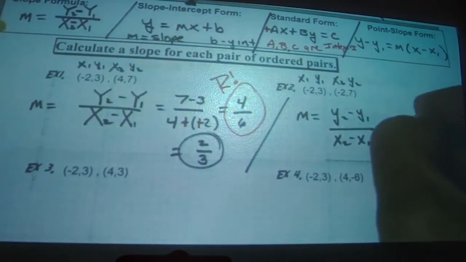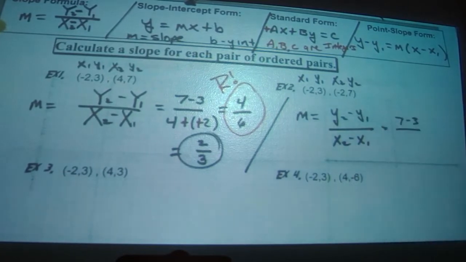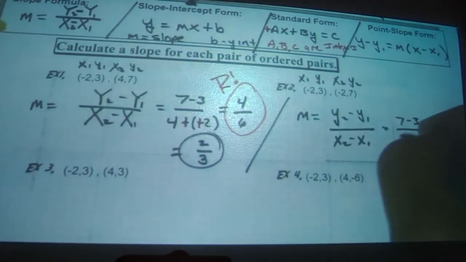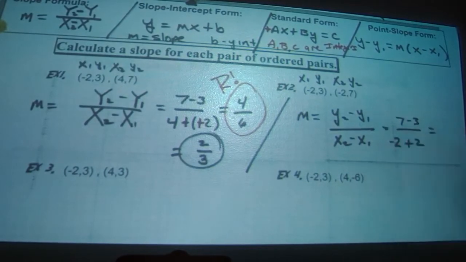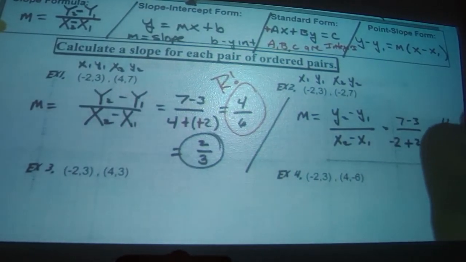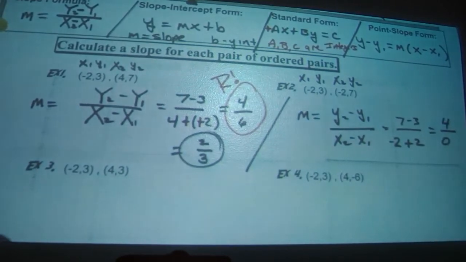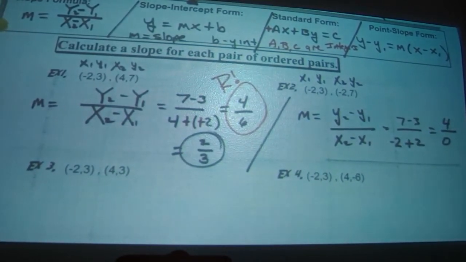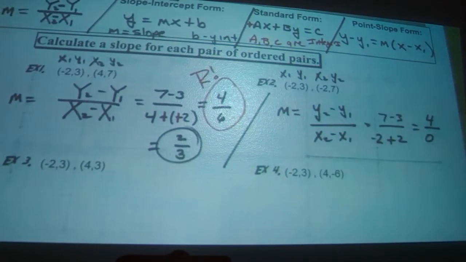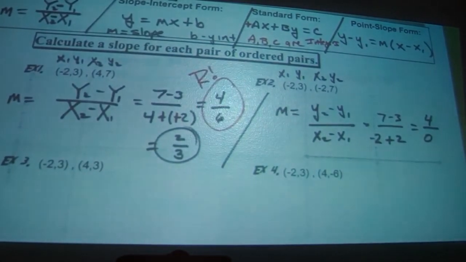And I set it up. I got 7 minus 3 again. And then x2 minus x1 is negative 2 minus a negative 2, which is plus 2. Well, that's 4 divided by 0. So if you don't know what 4 divided by 0 is, then we've got to ask Siri. Ask Siri what's 4 divided by 0, and you guys would say what?